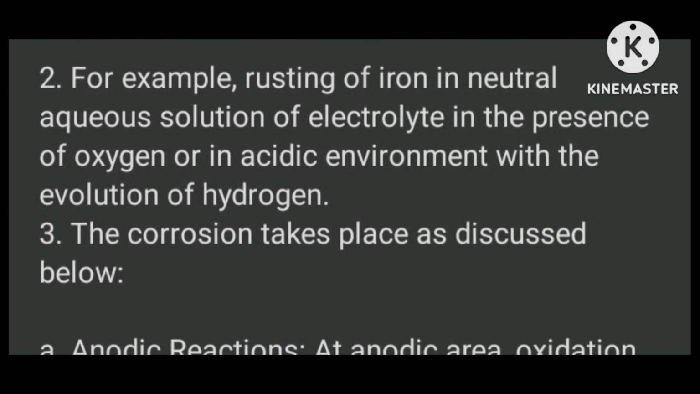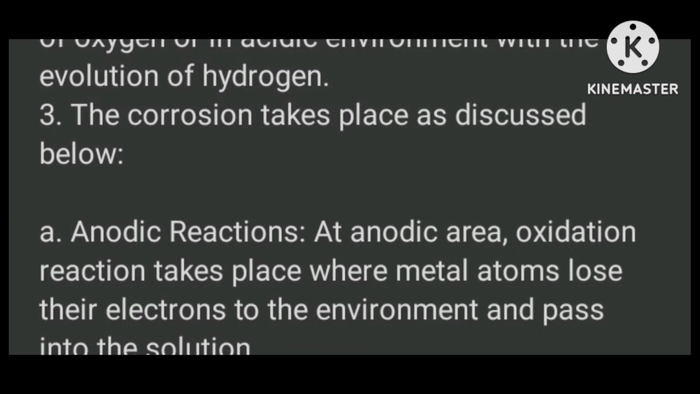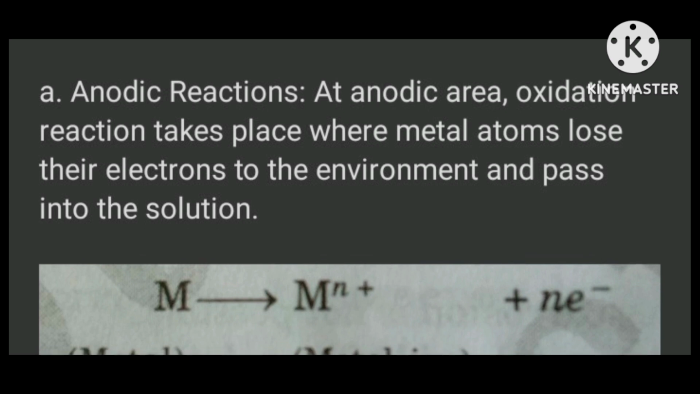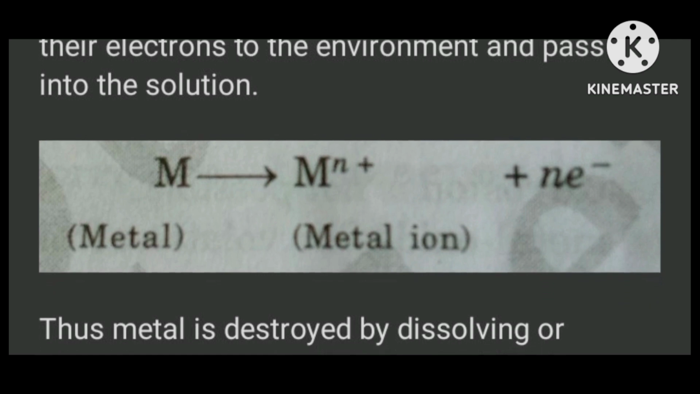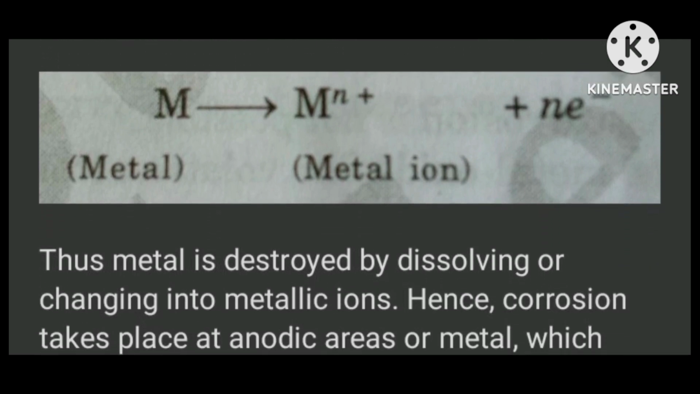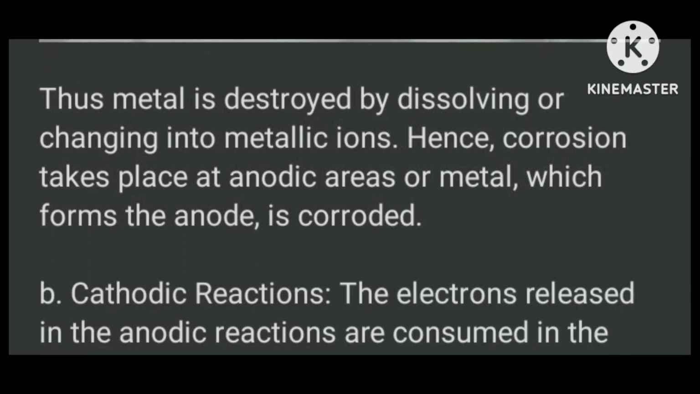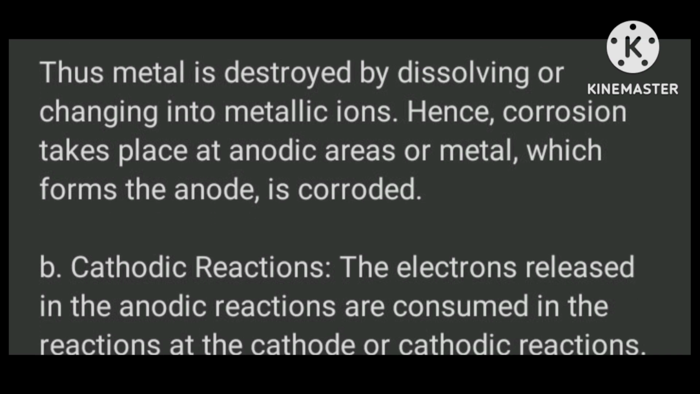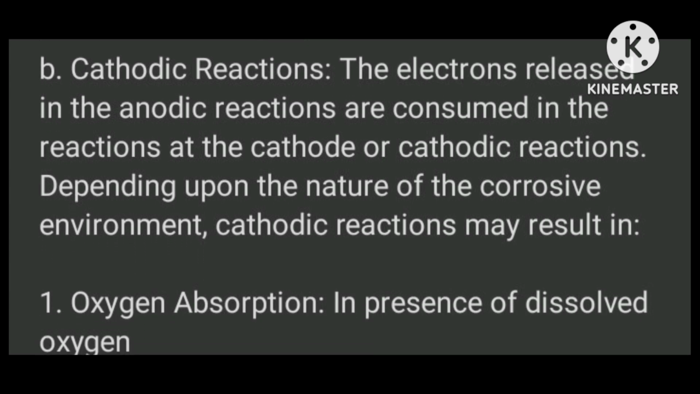2. For example, rusting of iron in neutral aqueous solution of electrolyte, in the presence of oxygen, or in acidic environment with the evolution of hydrogen. 3. The corrosion takes place as discussed below. A. Anodic reactions. At the anodic area, an oxidation reaction takes place where metal atoms lose their electrons to the environment and pass into the solution. Thus the metal is destroyed by dissolving or changing into metallic ions. Hence, corrosion takes place at anodic areas, or the metal which forms the anode is corroded.